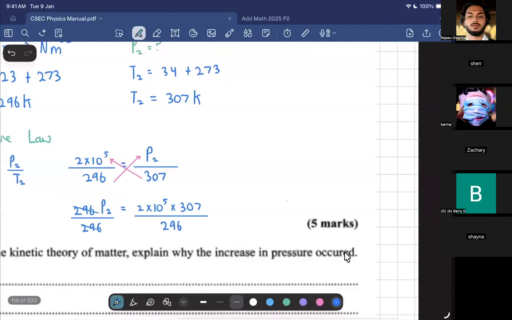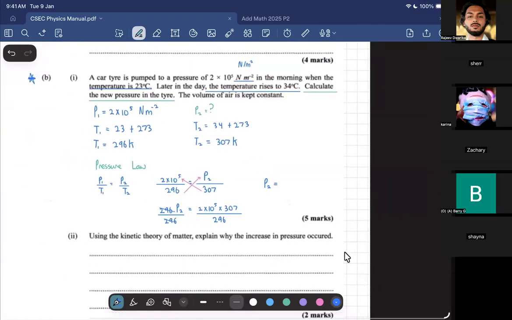Great. So I want somebody to plug that into your calculator and let me know what you get. And I would like you to tell me the units as well. If you don't tell me the units, you're going to lose a mark. You're not going to get 5 marks.